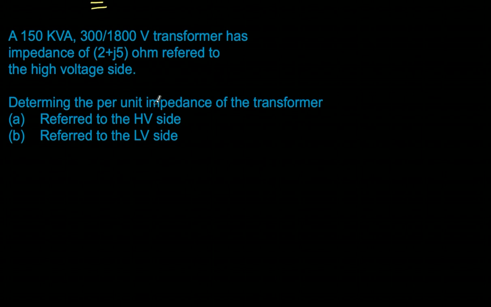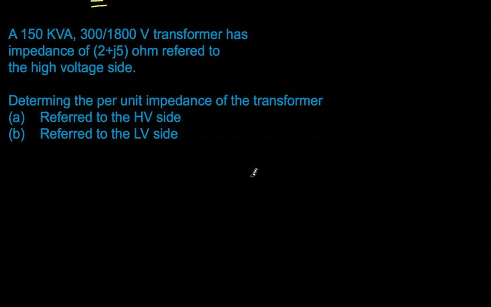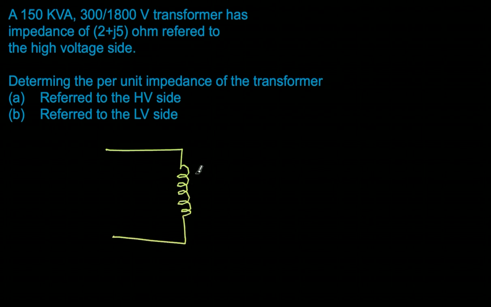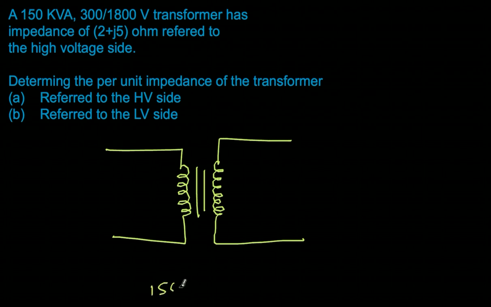So far we were only working with impedances, but now we'll have to work with a transformer. So it helps to just draw the transformer. You all know a transformer will have a primary winding and a secondary winding, and the rating is 150 kVA. All right, that's good. Then 300 by 1800 volts. So the primary side appears to be 300 volts and the secondary side appears to be 1800 volts. That is basically a step up transformer. So if you actually calculate, it is 1:6.